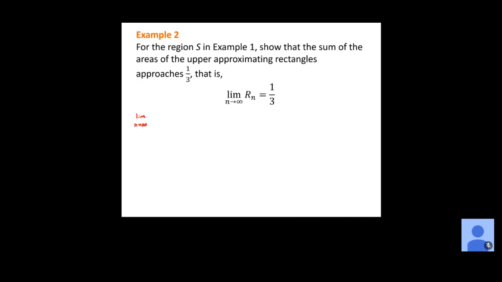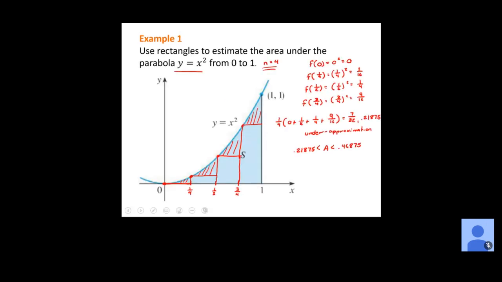All right, let's do this. So with 4 rectangles, the width was 1/4. What if there were 8 rectangles? What would the width be for this same picture? 1/8, right? What if I had 20 rectangles?